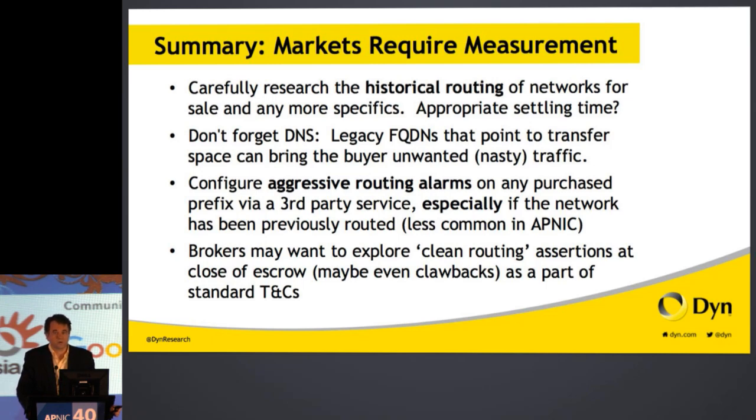And they should both be offering warranties about the historical performance, the routability of the space, going back as far as allocation. You also need to look at DNS, because people can have domain names that attract all kinds of weird traffic to space that you're inheriting, and you can't necessarily see that unless you have that mapping.